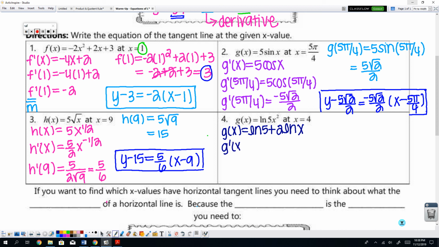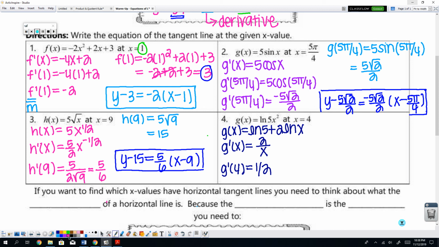What do you know about ln 5? Oh, it's just a constant? Yes, just a number. Derivative is 0, it's gone. And then 2 times ln x is going to be 2 over x. So g prime of 4, really just 2 over 4, which is 1/2.